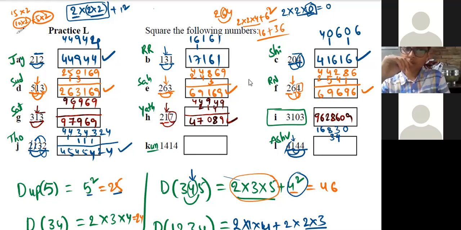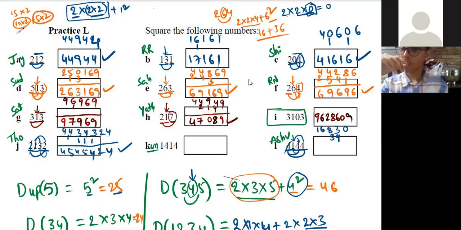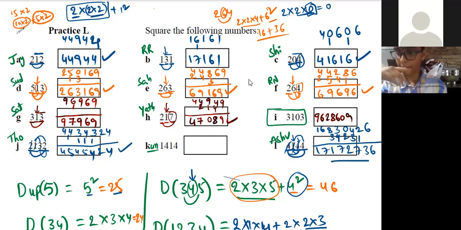8 plus 4 into 4, 8 plus 16 is 24. Then the 44 duplex is 2 into 4 into 4, which is 32. And lastly, 4 square is 16. After balancing, the answer is 1, 1, 7, 7, 2, 2, 7, 3, 6. That's all.